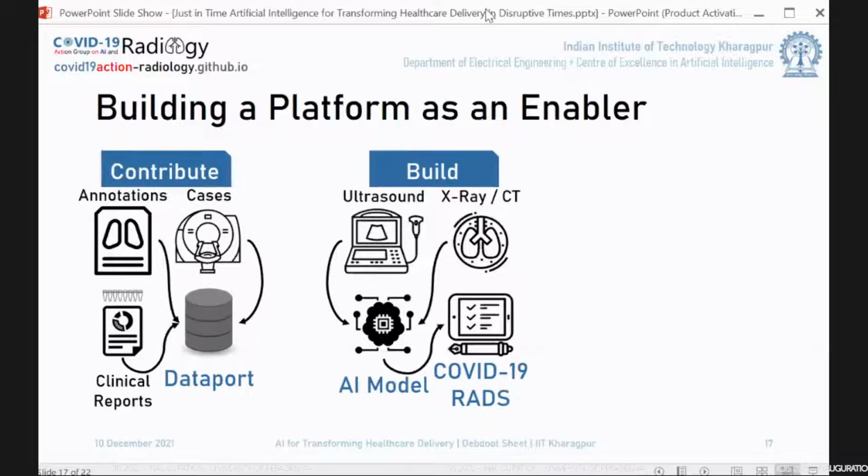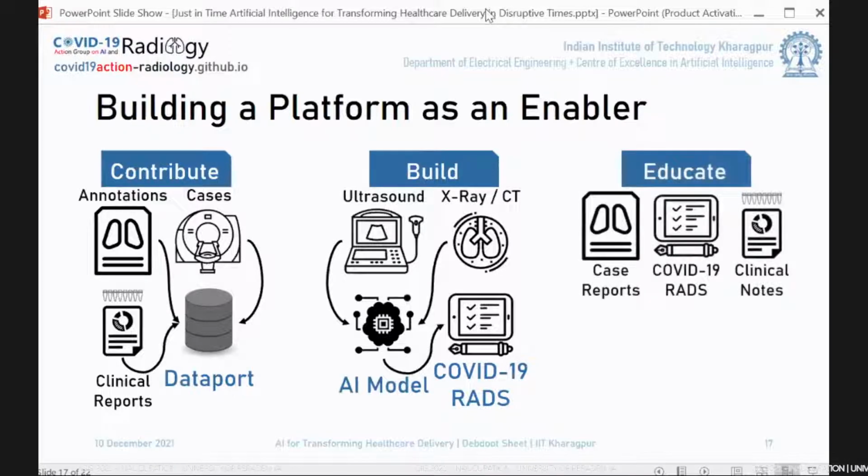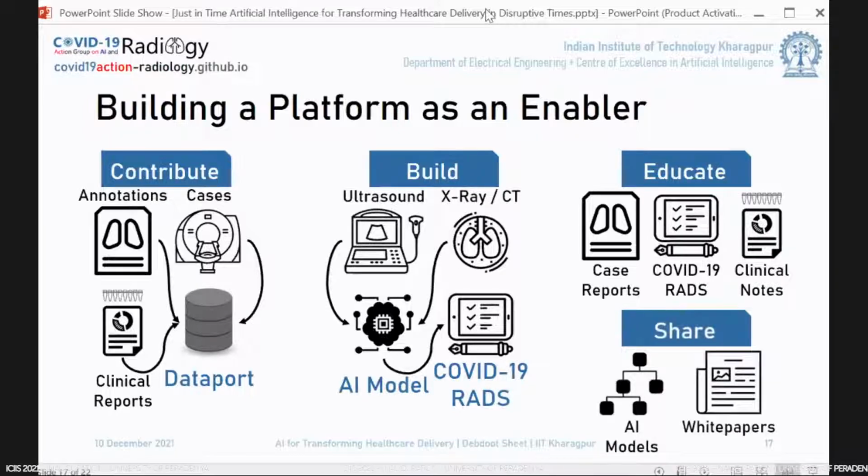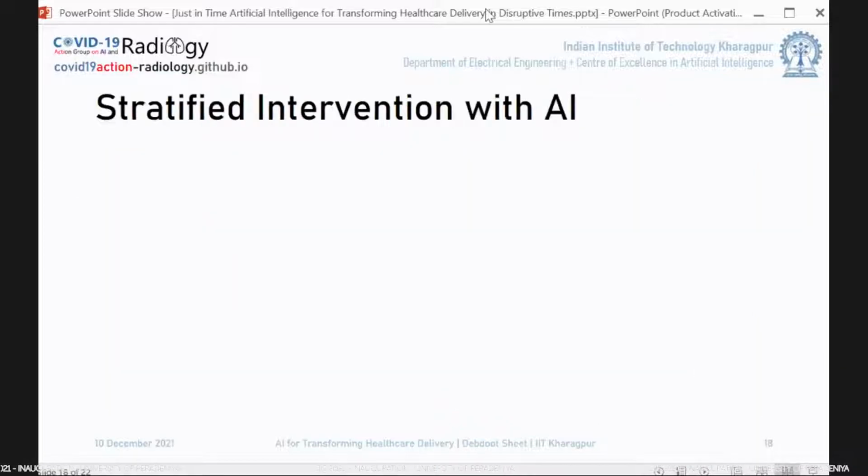Next is to build up two things. One is to build up the RADS, or the reporting system, and also to build up the AI models over here. And then finally, we wanted to go out and educate the masses and the community based on the case reports and the RADS, and then to share these AI models and the white papers out there.